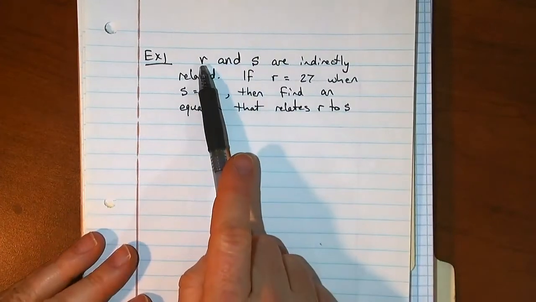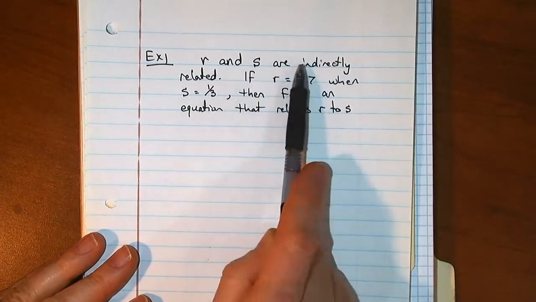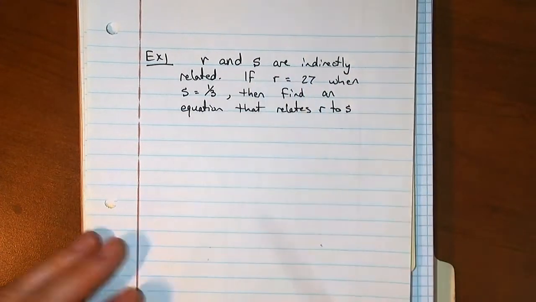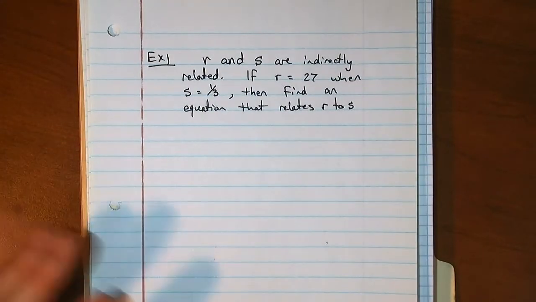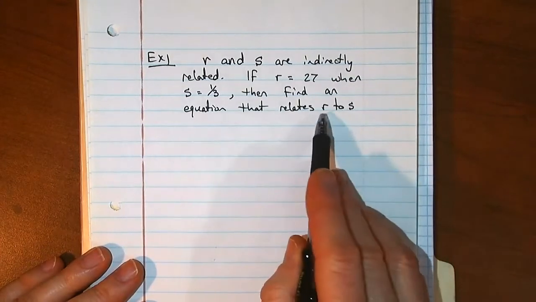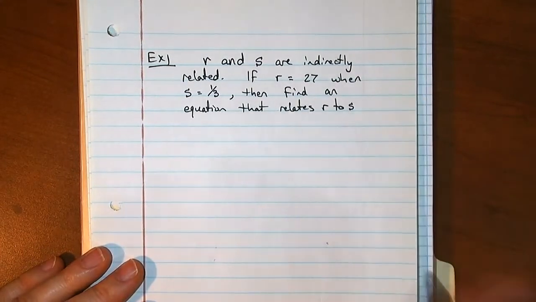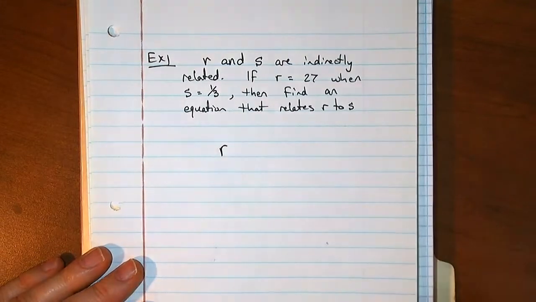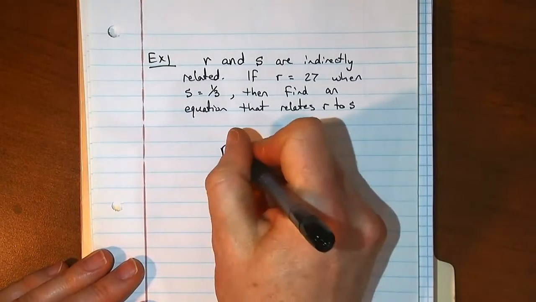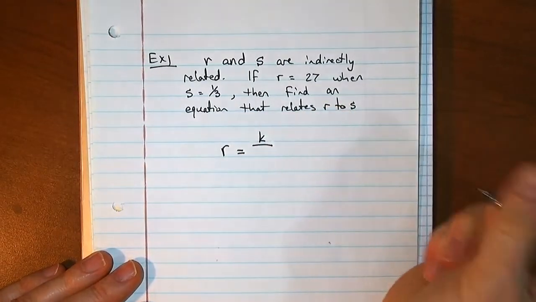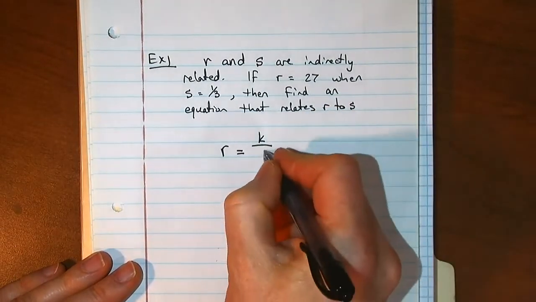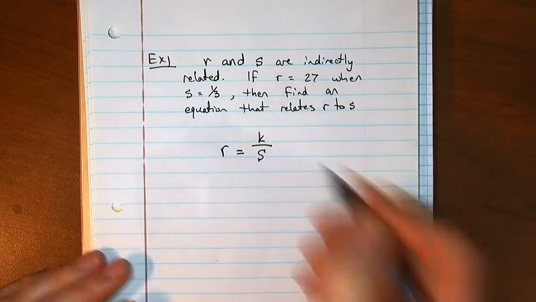Notice we have here that R and S have this indirect relationship. They vary indirectly. And so that tells me that I'm going to have an equation that has a fraction. And for my equation, I want to relate R to S. So that tells me that my R is going to be my dependent variable. So it's going to be R equals, and then my fraction is going to be K divided by S. So that would be my first step.